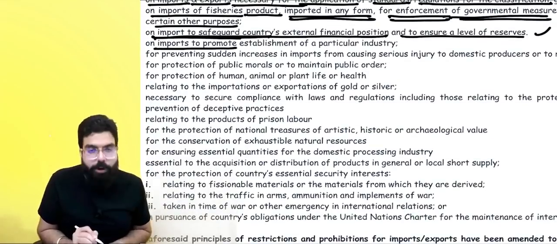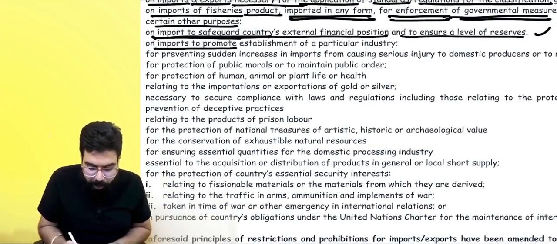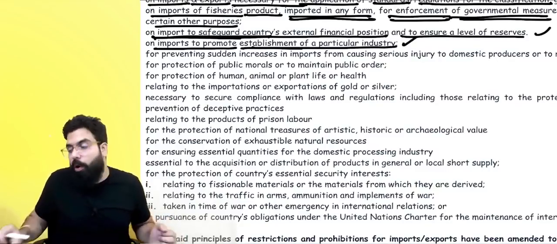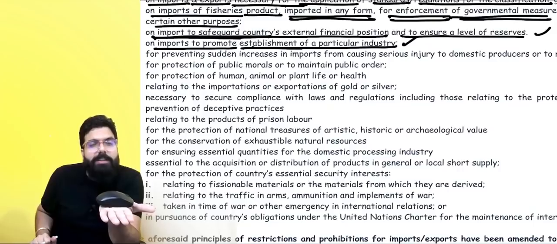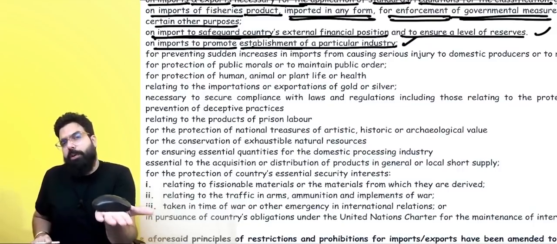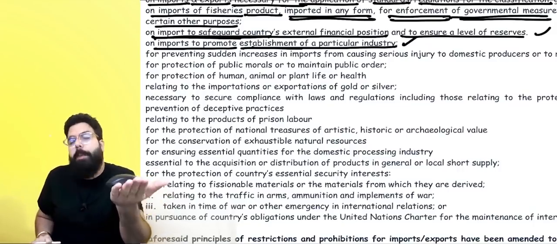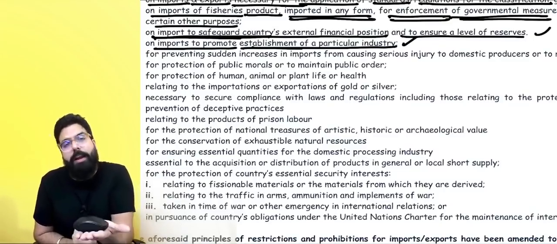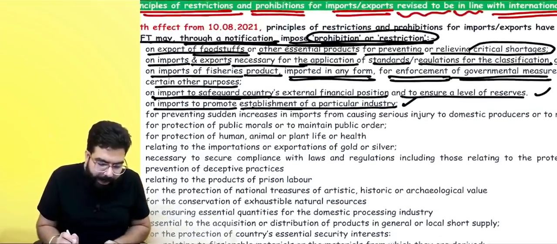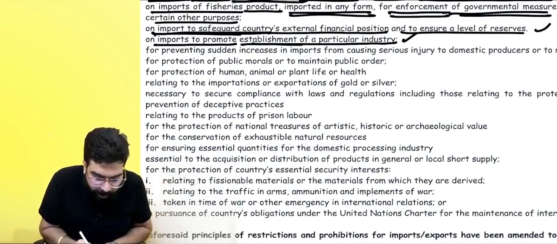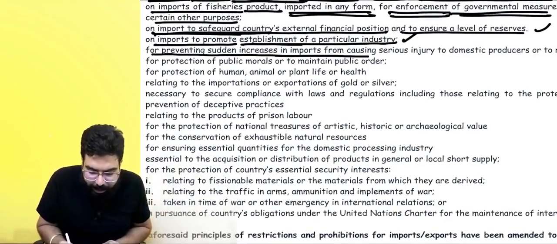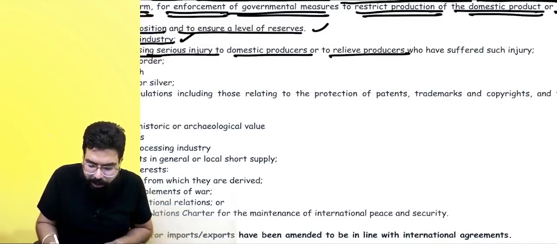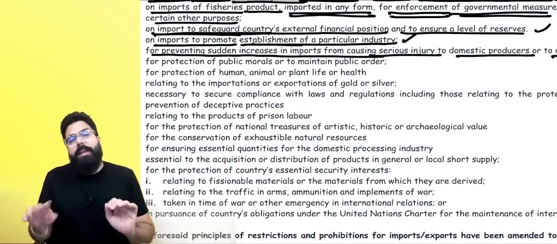Then they can issue a notification imposing prohibition and restriction on import to promote establishment of a particular industry. Might be they want to promote the mouse industry, and they say hence import of mouse is restricted from today. You have to take permission, because the government wants to support domestic industries producing mouse. They can impose restriction or prohibition for preventing a sudden increase in imports from causing serious injury to domestic producers, or to relieve producers who have suffered injury. They can restrict.